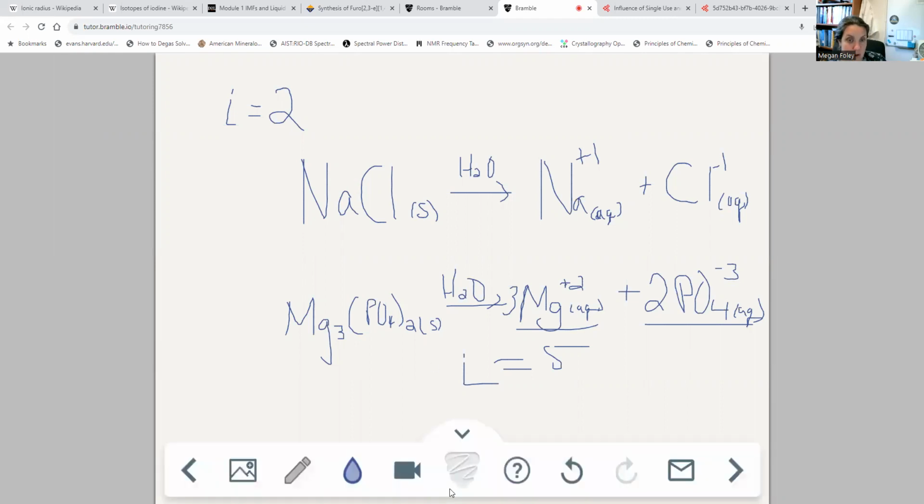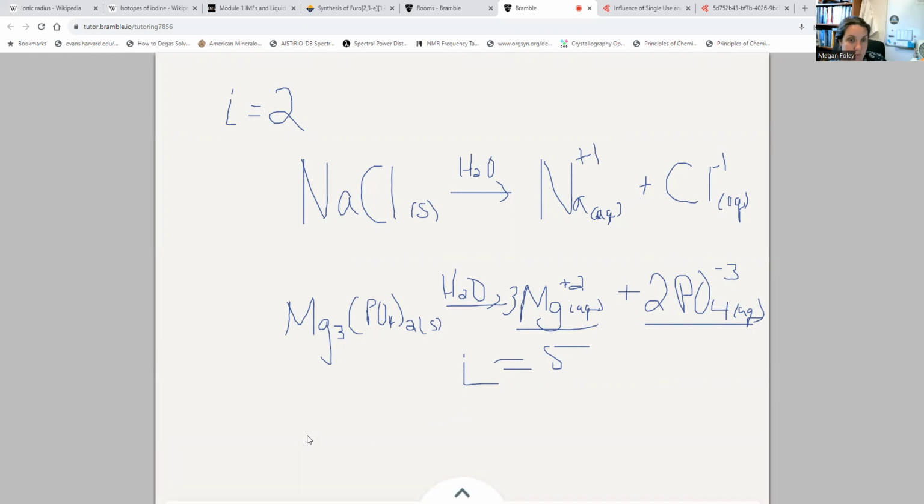So for covalent species, so not acids or bases, we're going to assume an i equal to 1. For weak acids and weak bases, the i can't be determined directly.